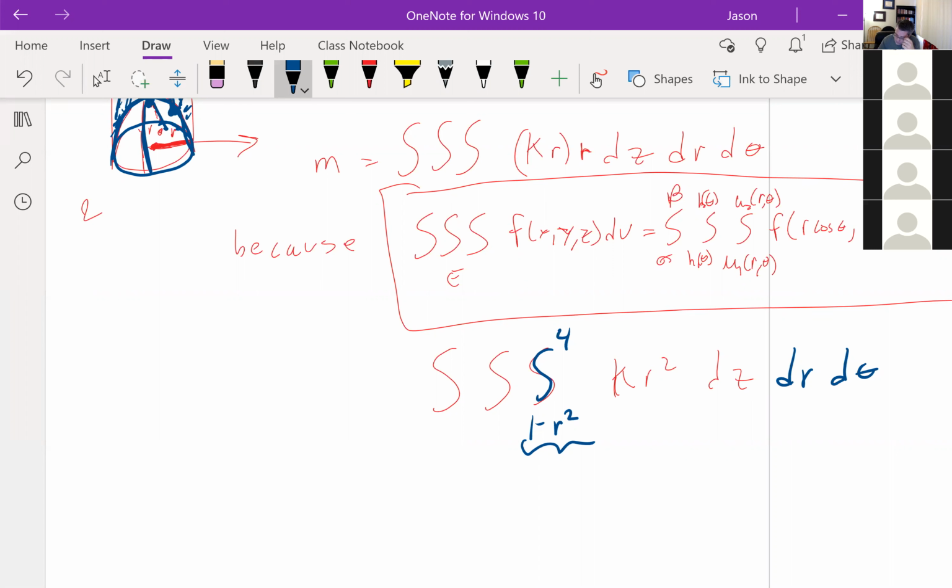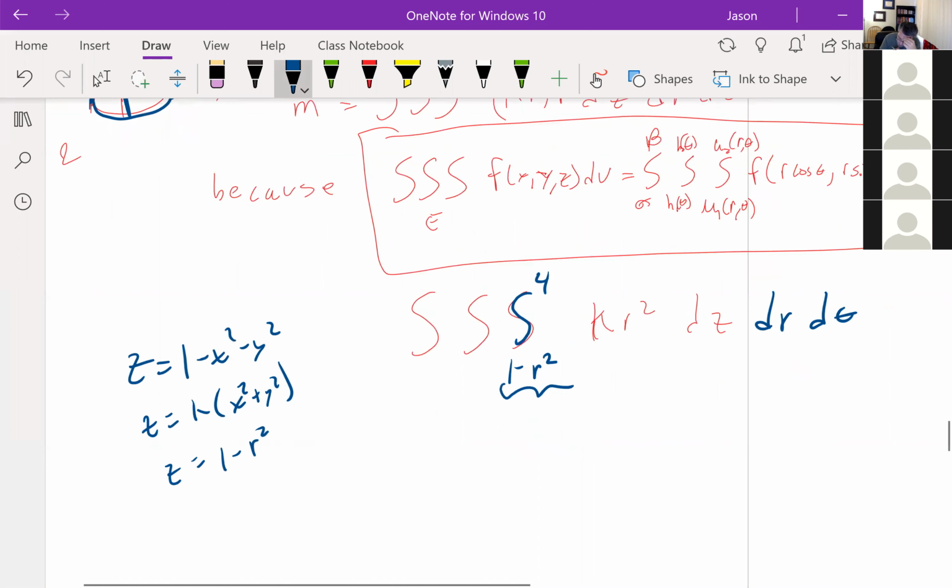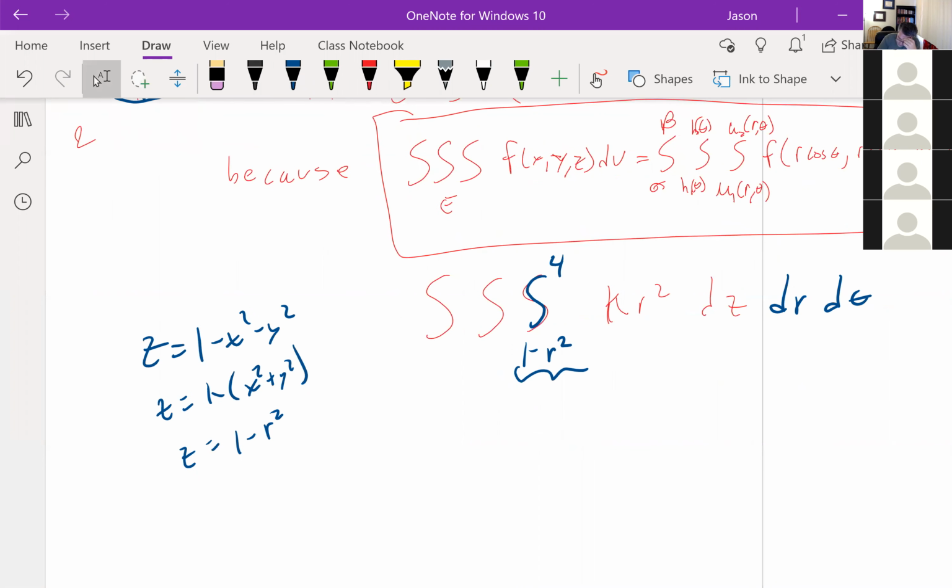Oh, okay. So because z equals 1 minus x squared minus y squared, factor out the negative, this is x squared plus y squared. So z is equal to 1 minus r squared, in terms of r and theta. So z of r is equal to 1 minus r squared, or we could say z of r, theta. There just doesn't have to be any theta in this. Okay, so z goes from 1 minus r squared to 4.